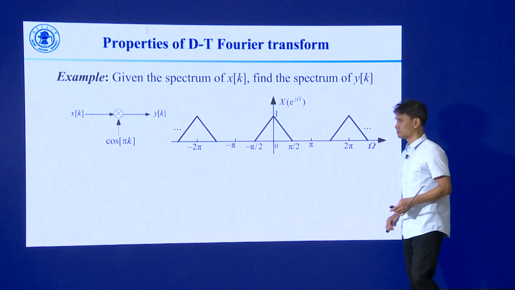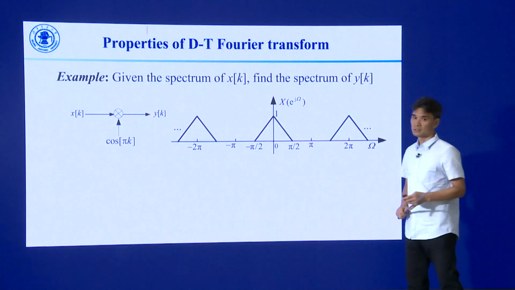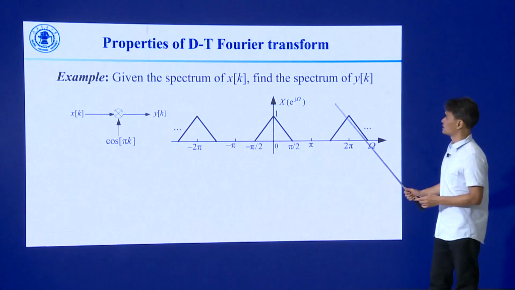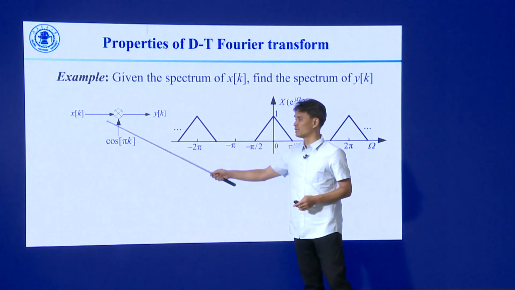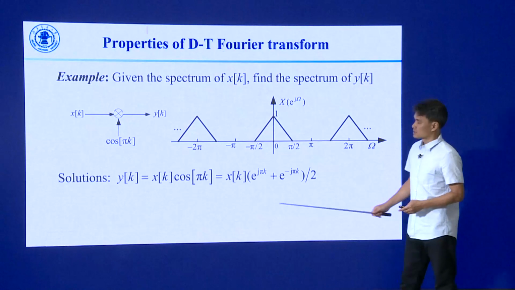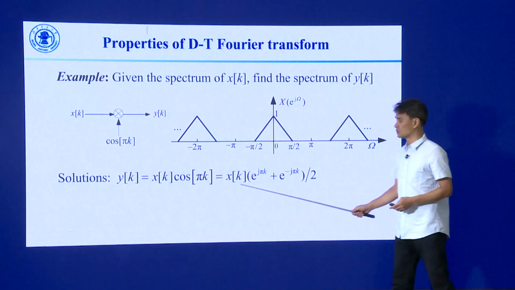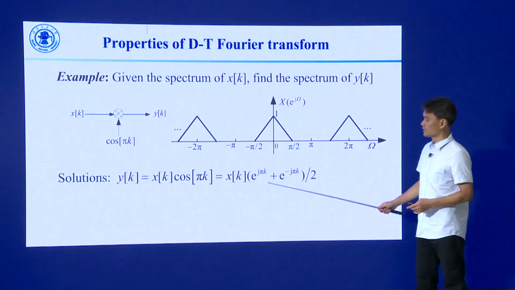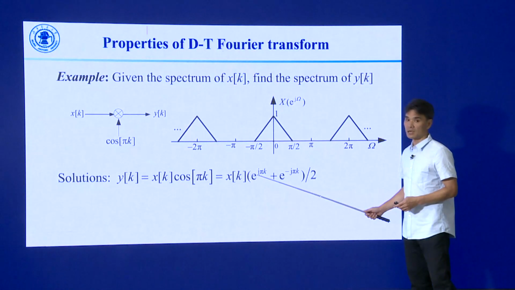Here's one example. If this is the spectrum for this x of k, a non-periodic discrete time sequence, what is the spectrum of y of k if it is the multiplication of x of k and cosine of pi k? We can use the Euler equation to break the cosine function into the summation of two imaginary exponential signals. And the combination of these two terms will be the phase shift in the time domain.